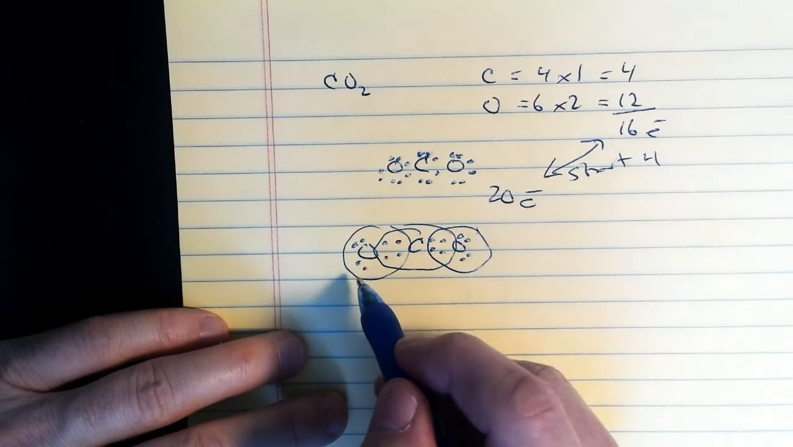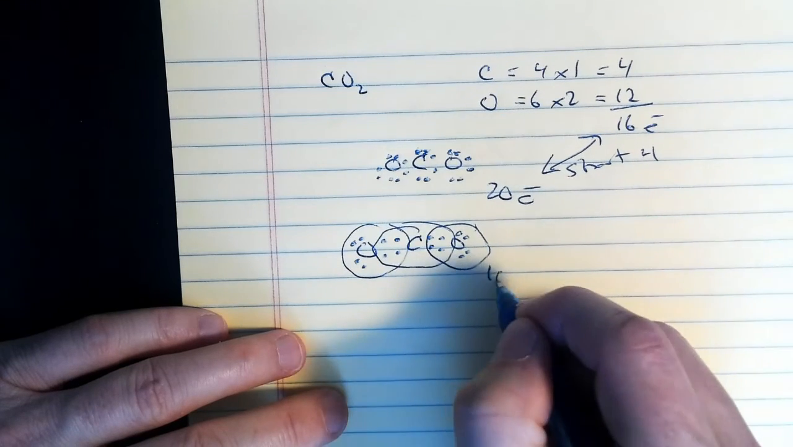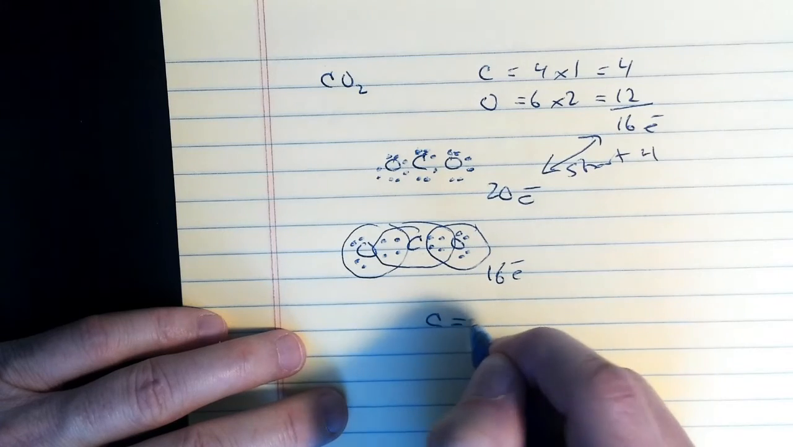And let's count them up. 2, 4, 6, 8, 10, 12, 14, 16. So we're good. A final form.